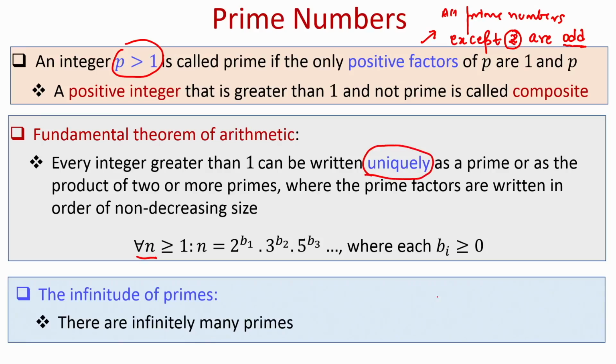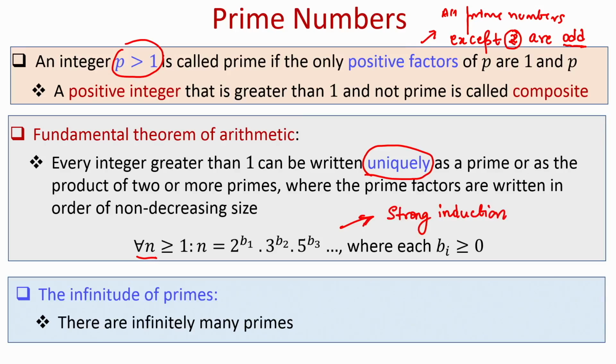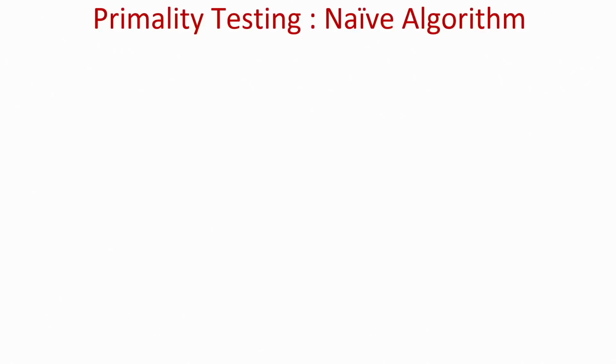And how do we prove this? We proved it using strong induction when we discussed proof by induction, and we also know that there are infinitely many primes. We saw there are several proofs for this, but we discussed one of the proofs in this course earlier. So, these are two interesting properties of prime numbers which you should keep in mind.